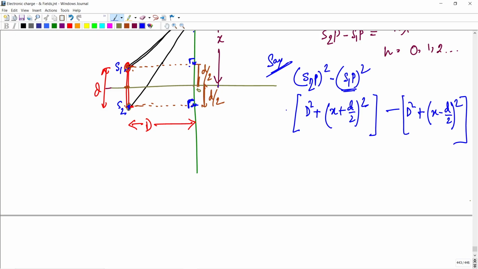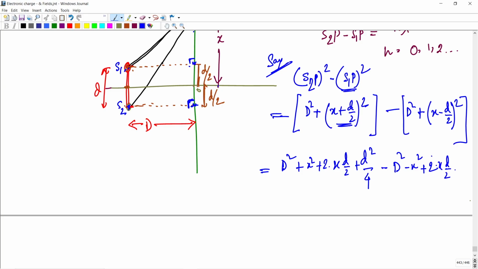Okay, now that is applied D square. Here we get (a plus b) whole square, so that is x square plus twice x d by 2 plus d square by 4 minus D square. For S2P there is a plus, but here it is minus, so we get minus x square plus twice x d by 2, and the minus d square by 4.